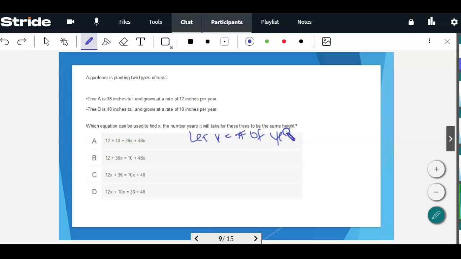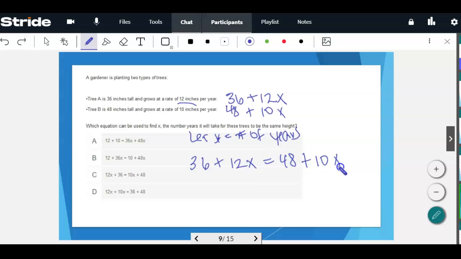All right, so then look at the first one. Tree A is 36 inches tall and grows at a rate of 12 inches per year. So adding in 12 per year. And then B is 48 and grows 10. And at what point will they be the same? So 36 plus 12x equals 48 plus 10x.